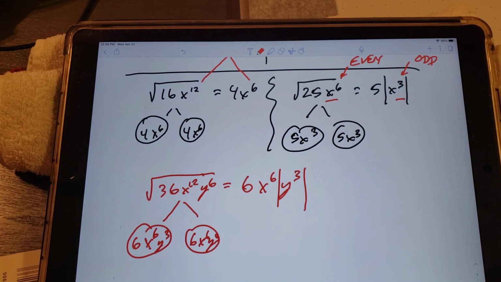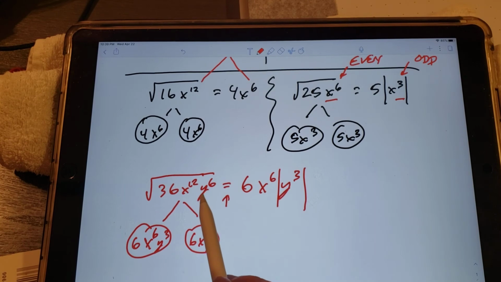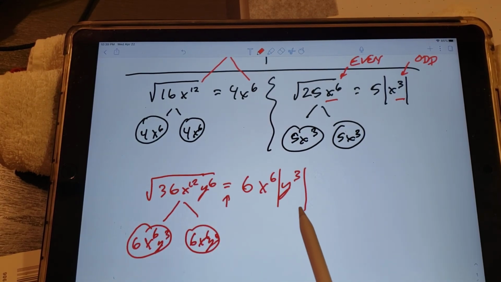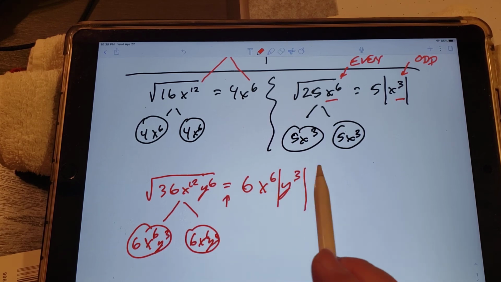So I chalk this up to respecting the equal sign. When we say something's equal, but one side has an even number that makes negative things positive, well, the other side is going to need something that makes negative things positive. Otherwise, they're not equal. So that's that idea.